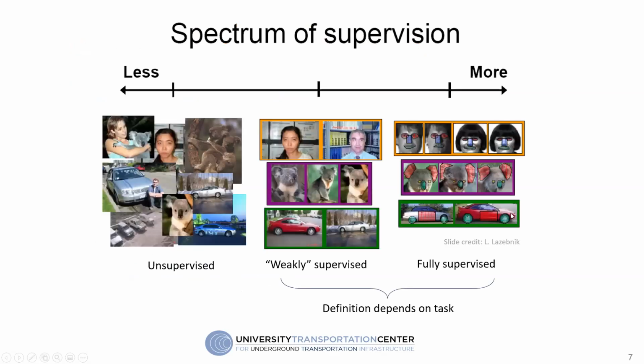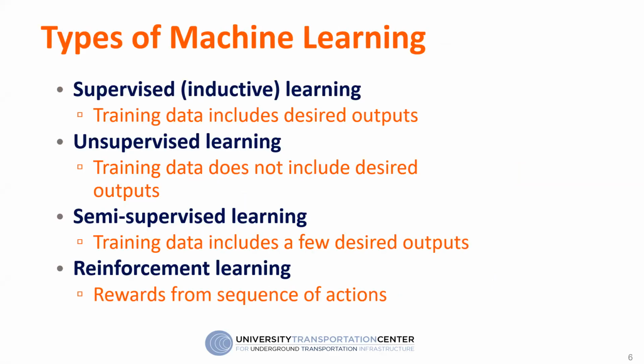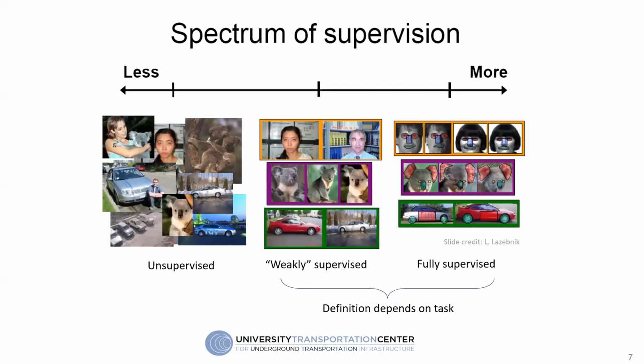Okay, let me give you an example of supervision again. As I said, we have unsupervised and supervised learning on either end. This is unsupervised. It's, for example, an image analysis problem. We have 3 sets of data: human beings, koalas, and cars.